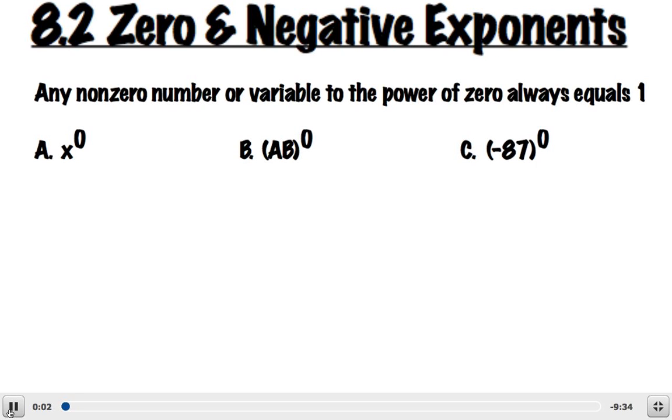This is a video from section 8.2 on zero and negative exponents. First of all, let's talk about zero exponents. Any non-zero number or variable raised to the power of 0 will always equal 1. So x to the power of 0 is 1. The product AB to the power of 0 is 1.